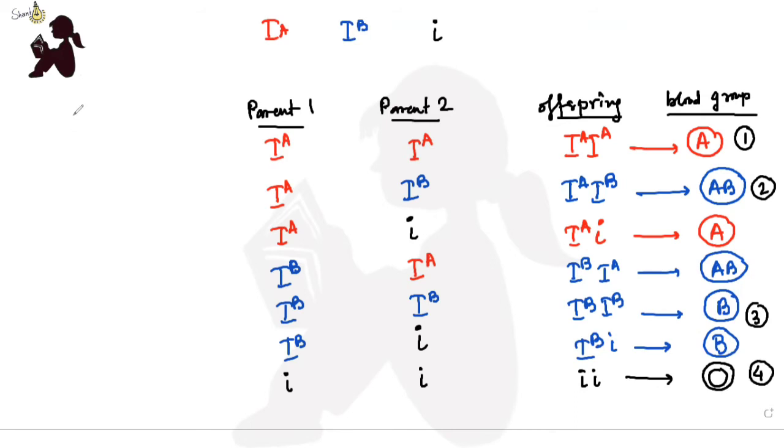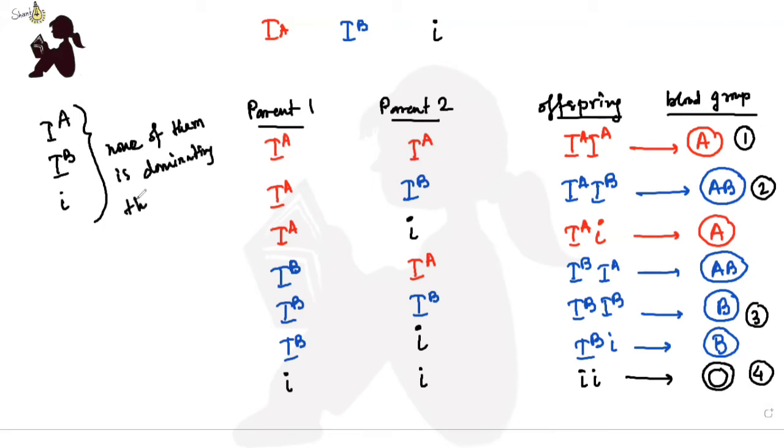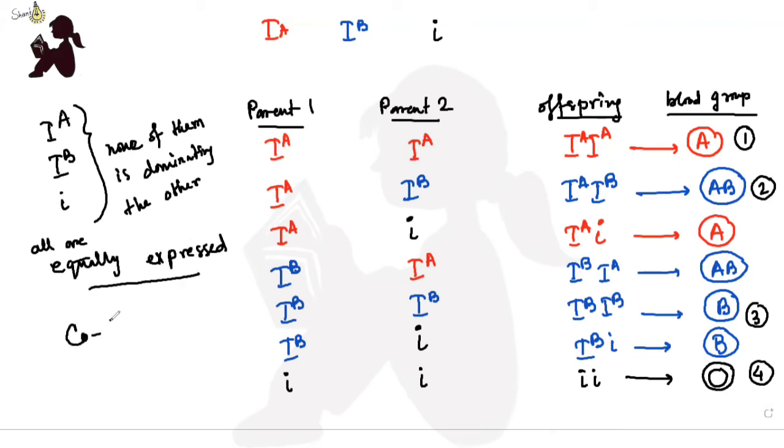So here, IA, IB, and i, none of them is dominating the other; all are equally expressed. So this is all about codominance.